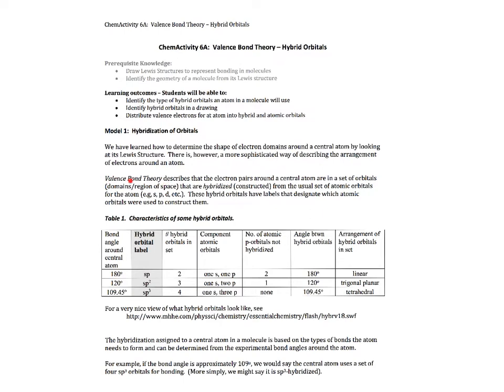So valence bond theory is one theory that attempts to describe what is it that's happening. And it describes that the electron pairs around a central atom are in a set of orbitals, and remember, an orbital is just a domain or a region of space that is hybridized or constructed from the usual set of atomic orbitals for the atom. So we're going to make them out of s, p, d orbitals from the atom, and we're going to label them as new orbitals that reflect which atomic orbitals were used to construct them.